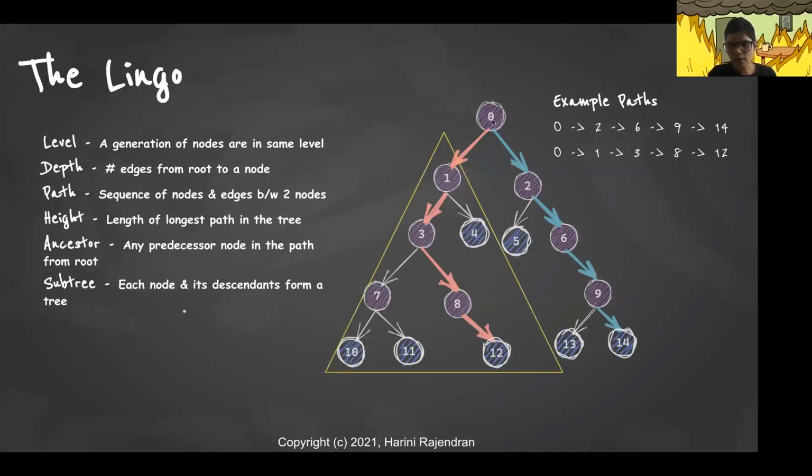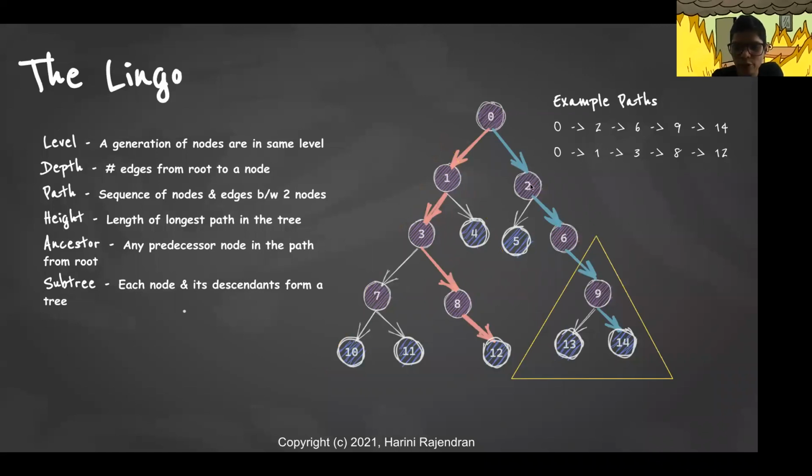For example, consider a tree made up of a root and two subtrees, one rooted at 1 and another subtree rooted at 2. The thing I marked here with a triangle is nothing but a subtree with 1 as the root, with a left and right subtree to it. Similarly, if you take 2 and all its descendants, that forms another subtree. And if you just take 5, even that is a subtree with just the root element in it.